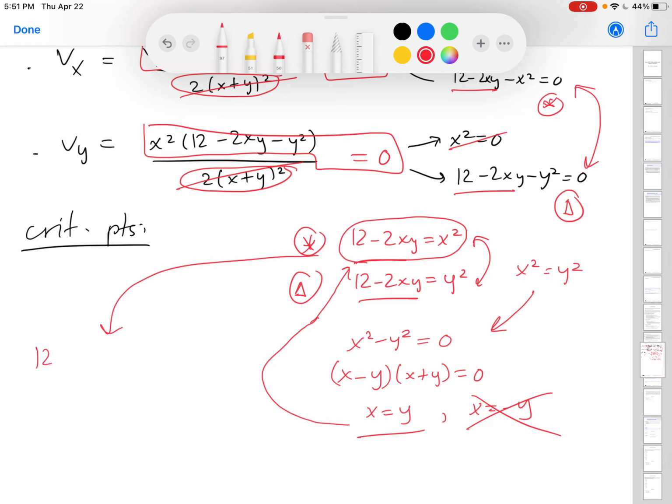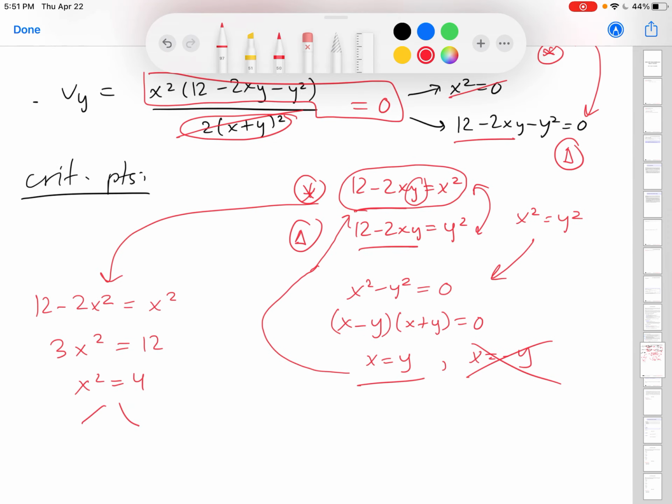What results? I get 12 minus 2x squared, because it's y equals x, equals x squared. I rearrange things here. I get 3x squared is 12. x squared is 4. I have technically two solutions, negative 2 and 2. But once again, I don't want negative numbers that are outside of my domain. So I stick with x equals 2. And finally, we have found a numerical value for x. We know that x and y are the same. So I have a numerical value for y.